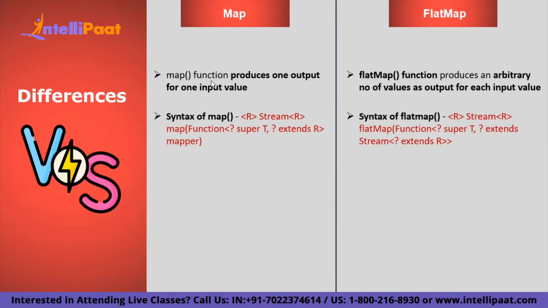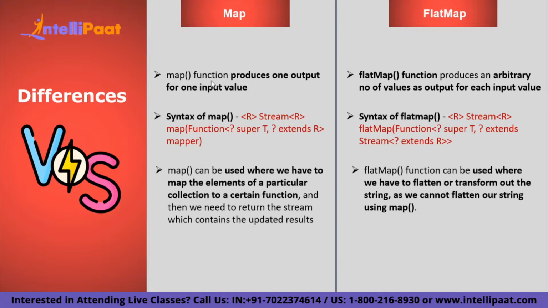Here you can see that R is the element type of the new stream. Stream is an interface and T is the type of stream element, and mapper is a stateless function that is applied to each element and the function returns the new stream. Then we have map, which can be used where we have to map the elements of a particular collection to a certain function and then return the stream which contains the updated results. Whereas flatMap can be used where we have to flatten or transform the string, as we cannot flatten our string using map. That brings us to the next question on our list.